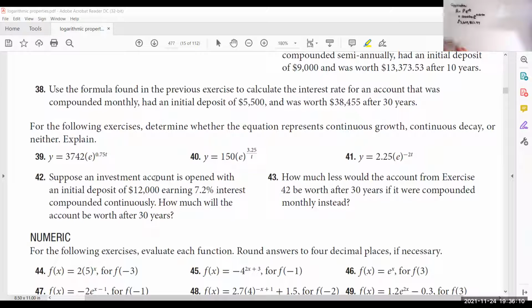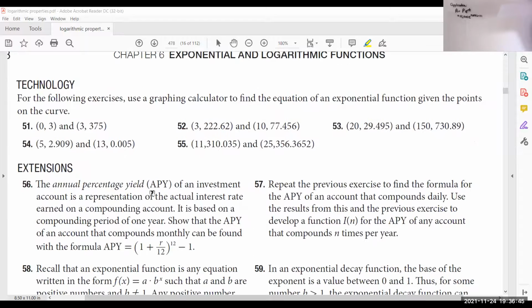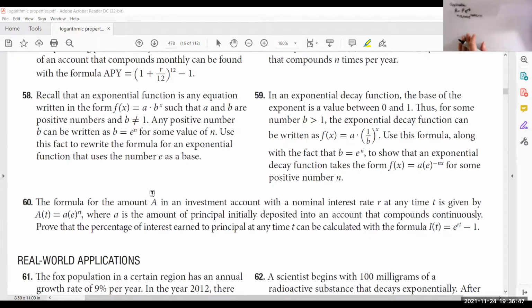Number 42 will be exactly the same thing as we did before. In this case, number 42, hopefully you can see it. We're going to invest $12,000 at what percent? At 0.072, 7.2%, over how many years? 30 years, times 30. So we can calculate that one. There's another one that I wanted to do.